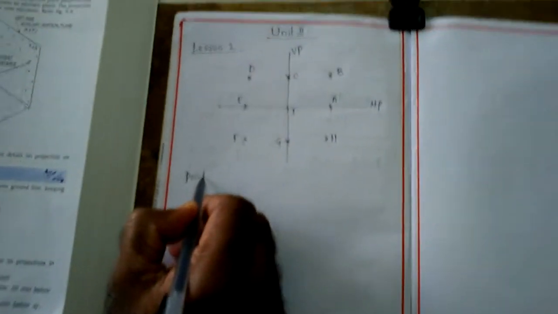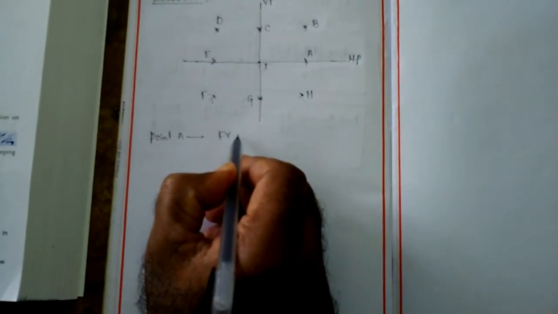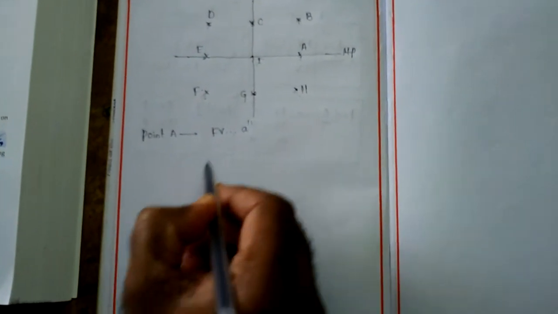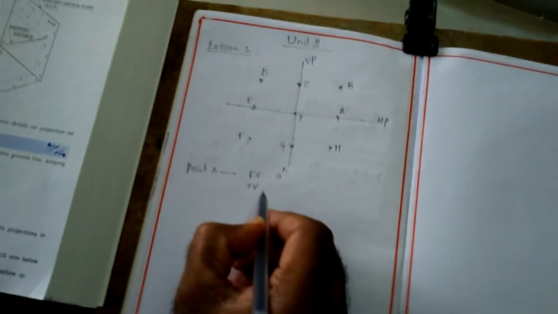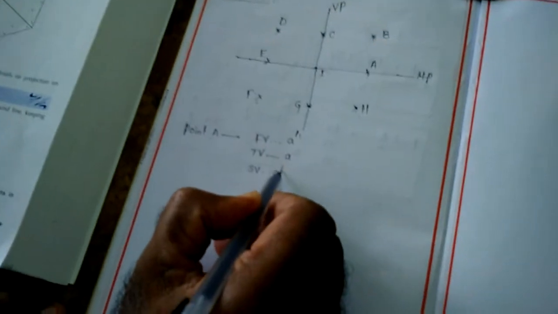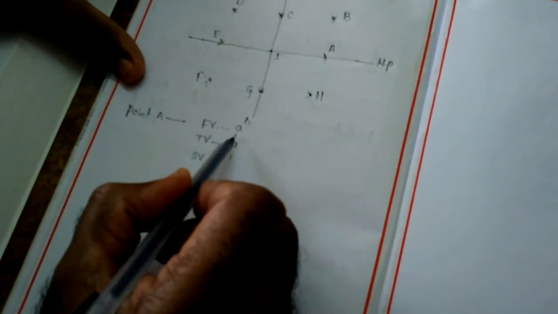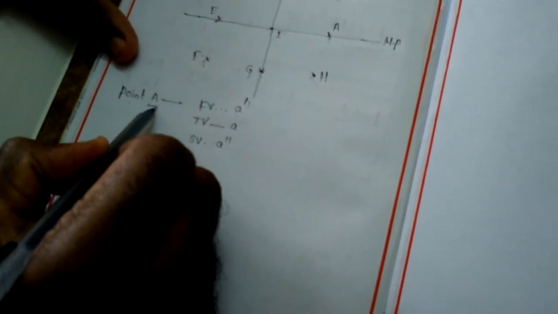Now suppose the point is A. Here we want to represent the front view. The notation is A dash. The top view notation is A. The side view notation is A double dash. Please remember that the point is A, and its front view we represent by the symbol A dash. The point is represented by uppercase, but the projections are in lowercase.